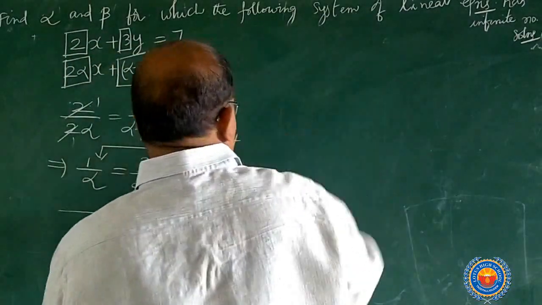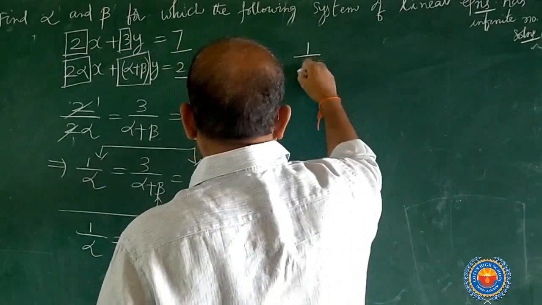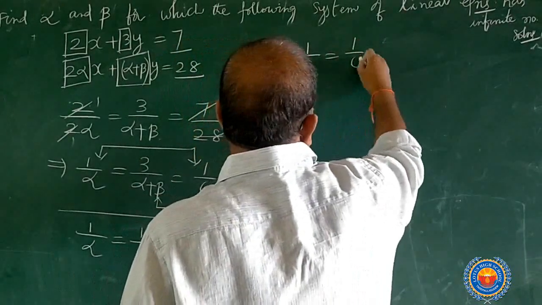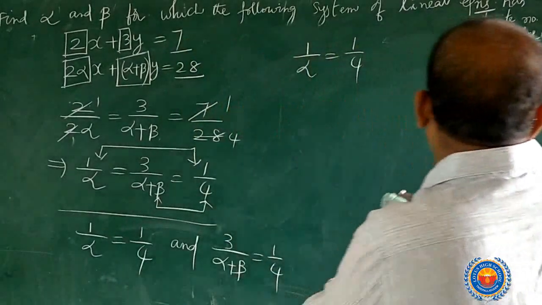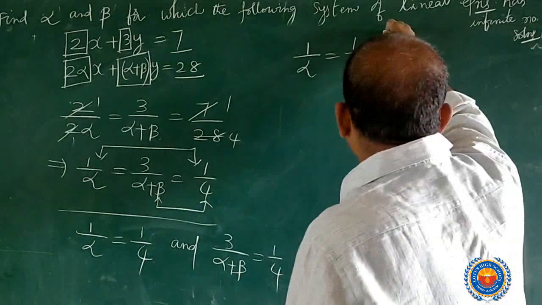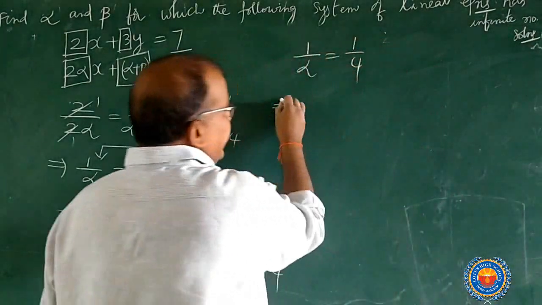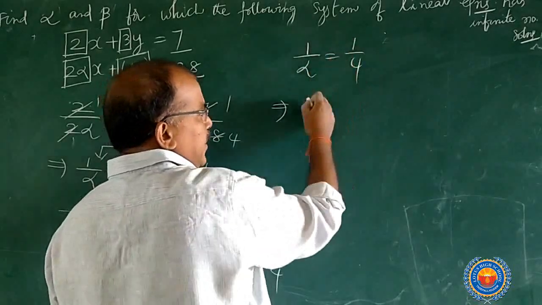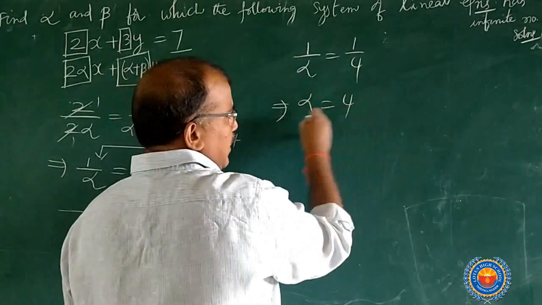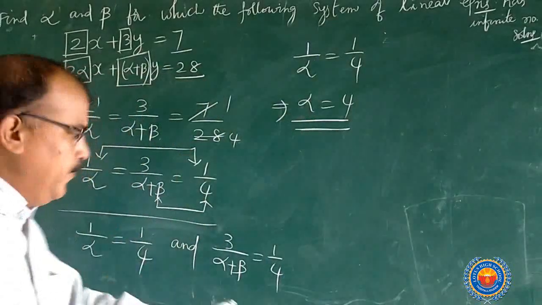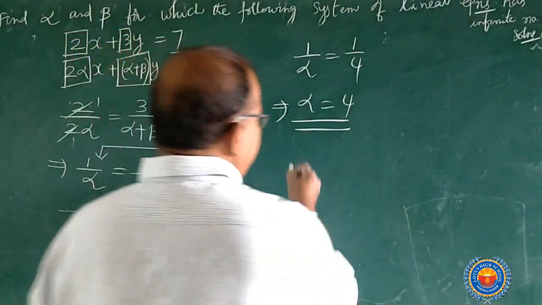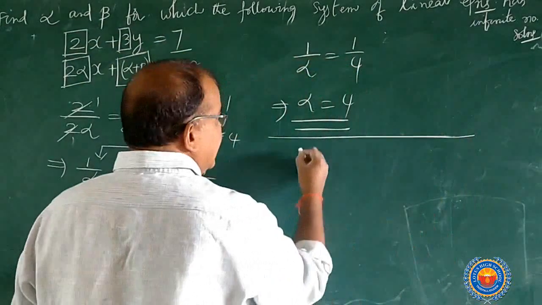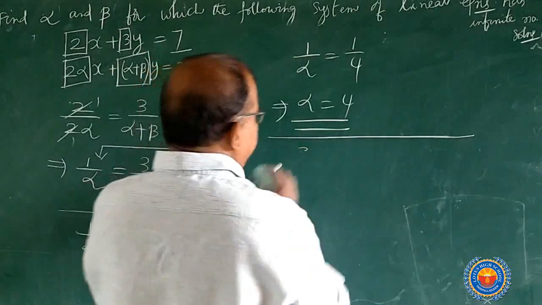Now, what is the first one? 1 by alpha is equal to 1 by 4. From this, directly you can get alpha is equal to 4. Otherwise, alpha into 1 is equal to alpha, 4 into 1 is equal to 4, so alpha is equal to 4. First one is over, alpha is 4. By using the second one, what is the second one?